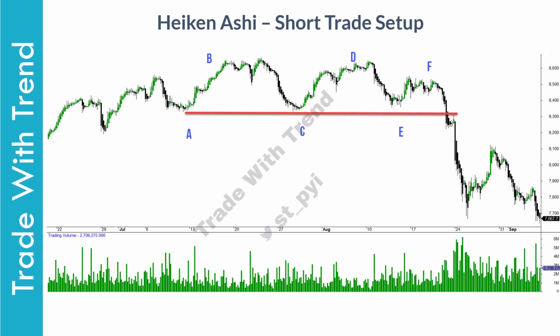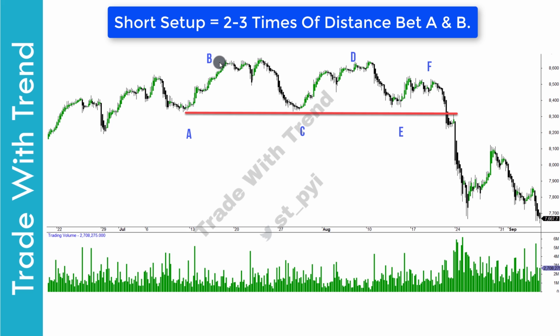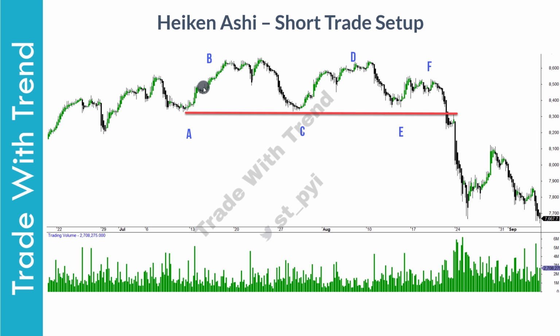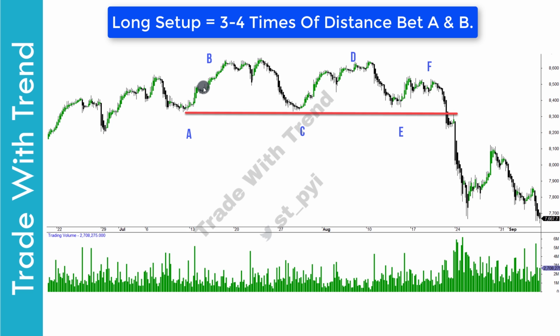During short setups, when momentum is strong, you would typically get 2 to 3 times the distance between A and B. And during long setups, when trend is strong and momentum is favorable, this can extend to 3 to 4 times the distance between A and point B.